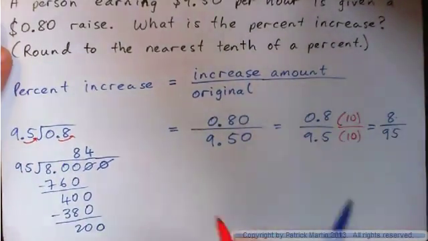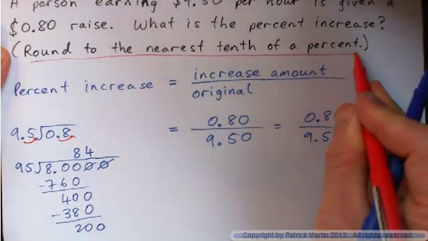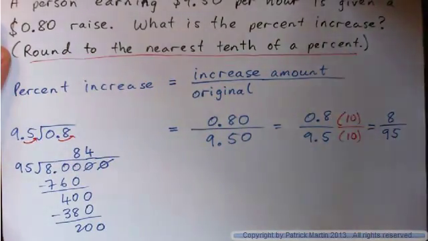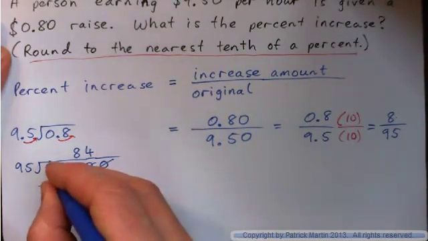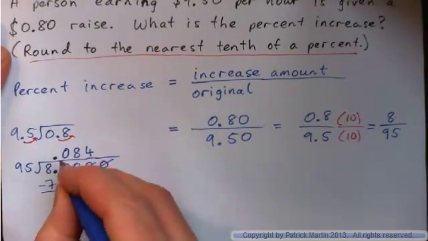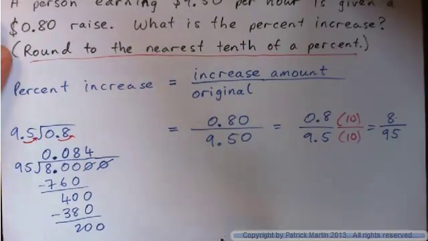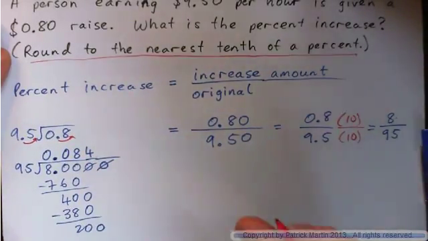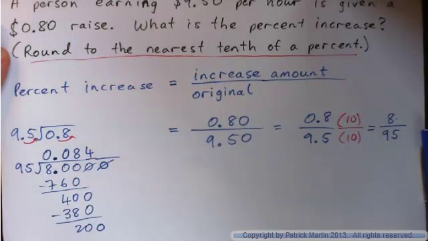The question says it wants the answer rounded to the nearest tenth of a percent. The decimal point has to be above here, doesn't it? So that means you're going to have a placeholder 0 here. So it's 0.084. Now we want to round to the nearest tenth of a percent. So I've already gone too far, haven't I?